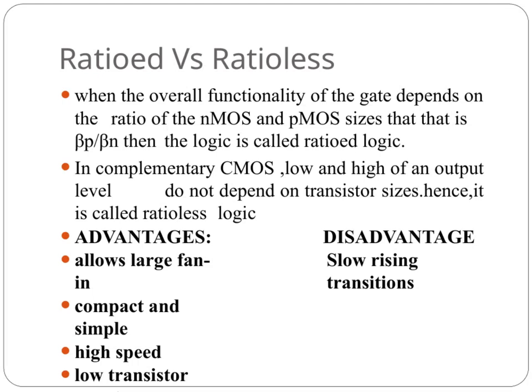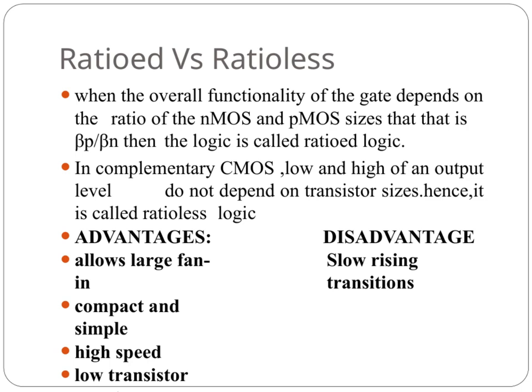to cover? Here, we're comparing ratioed and ratioless logic styles. Ratioed logic depends on the ratio of the PMOS and NMOS transistor sizes, specifically the beta P over beta N ratio, to determine the gate's overall behavior. This means the output voltage levels rely on this size relationship. On the other hand, complementary CMOS logic is considered ratioless because the output levels don't depend on transistor sizes, making the design more stable in that sense.